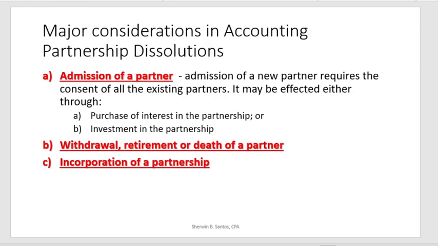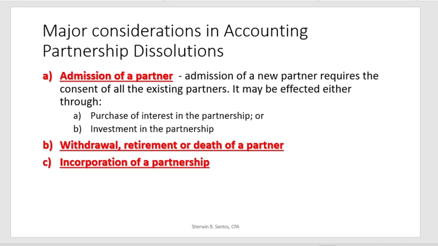So, there are considerations in accounting for partnership dissolutions. One is the admission of a partner. Second is a withdrawal, retirement, or death of a partner. And third is the incorporation of a partnership. So, ito yung tatlong considerations when we account for partnership dissolution. Lahat yan, pag nag-admit ka ng partner, kapag nag-withdraw, nag-retire, or namatay yung isang partner, or nag-incorporate yung partnership, naging corporation na siya, these are the considerations para masabing it is accounting for partnership dissolutions.